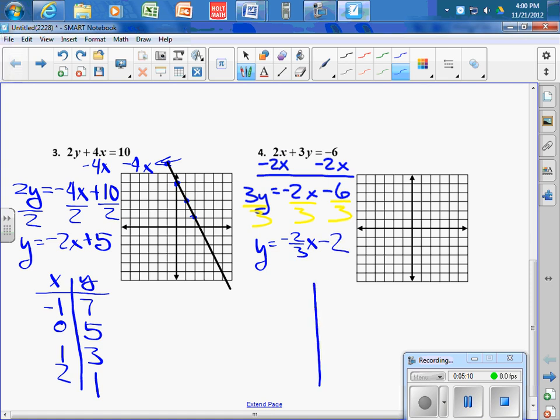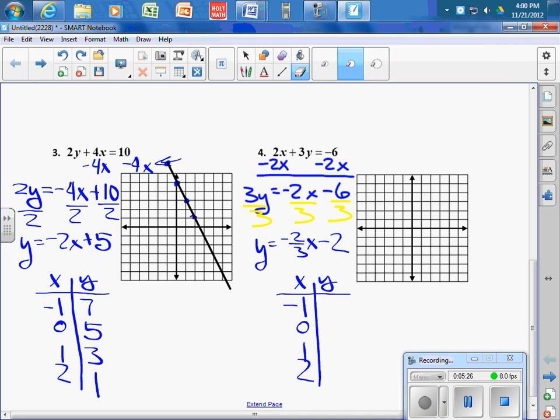Now this time though, when I pick my numbers for x and y, normally if I were to pick -1, 0, 1, and 2, oh, this could get ugly. I'm going to have all kinds of fractions here. And that would be fine. We could do that as well. But here's what I'm going to do. I'm going to arrange it so the fractions cancel out. Well, what number could I multiply, put in the place of x?